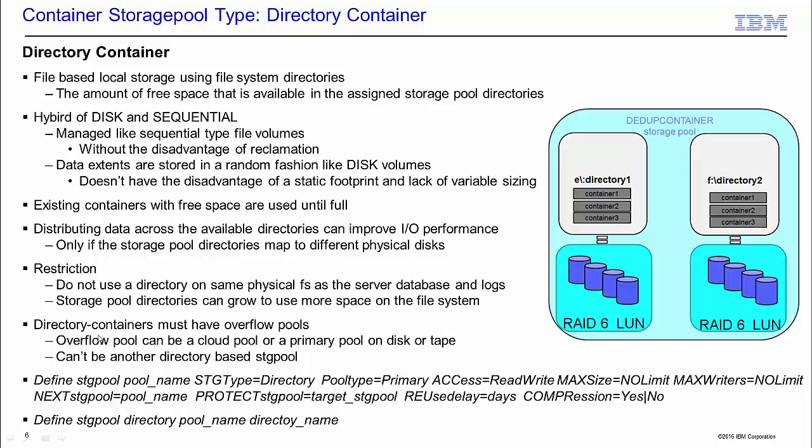Now, directory containers must have an overflow pool, and these overflow pools can either be a cloud pool or a primary pool on disk or tape. And an overflow pool is not a next storage pool like you'd have in our legacy. Overflow pools would only be used if the directories are out of space or if the object we're trying to write to that directory container is larger than the max extent size. And here at the bottom, I do give the command line for defining a directory container. And once you've defined that directory container, you would then define the directories underneath that container with the define stgpooldirectory command.